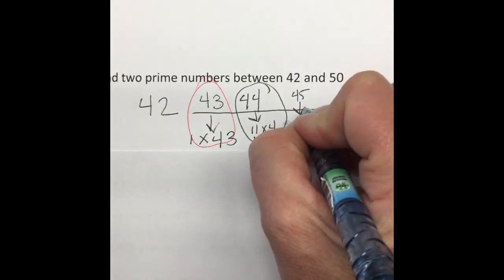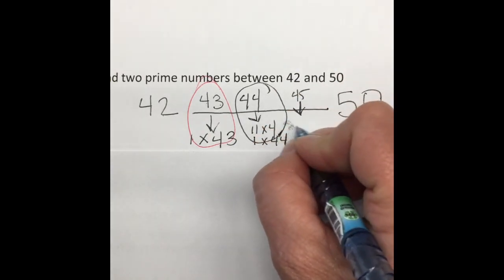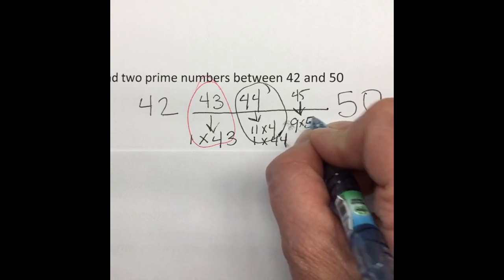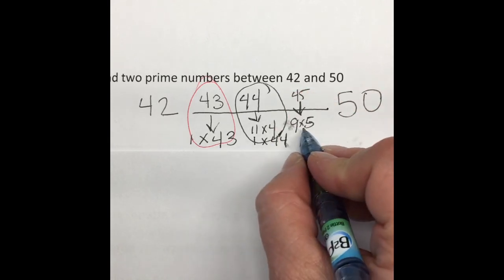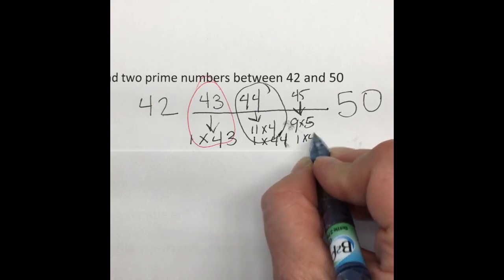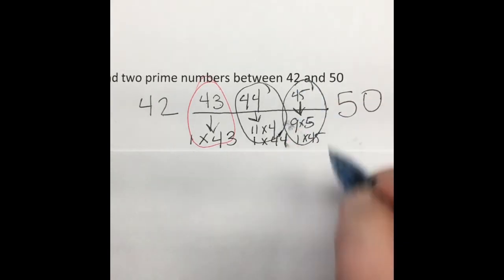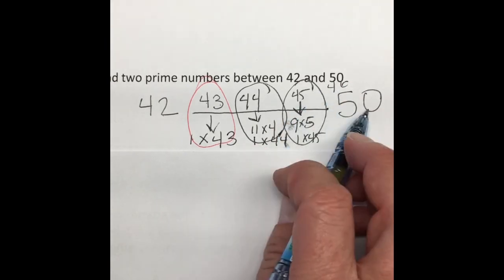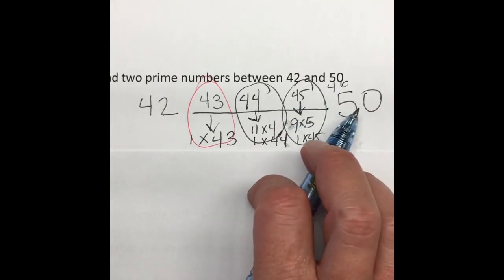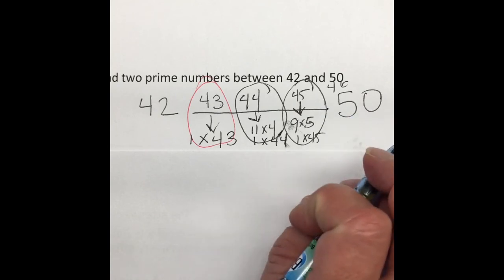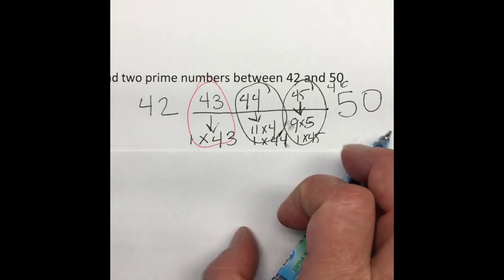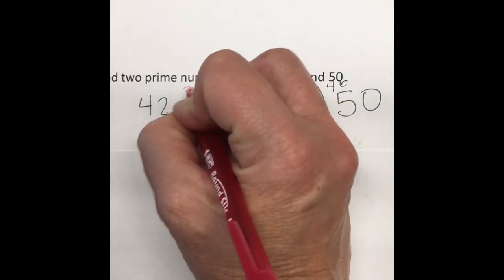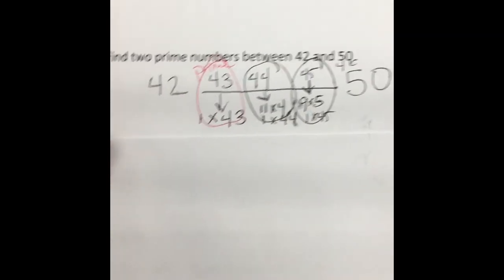45, I already know from my math facts that 9 times 5, oh my goodness, will get me 45. I also know 1 times 45. So this is a composite number. So you keep going down through all the numbers leading up to 50 and find the prime numbers. Or you use the tool on the wall and identify which numbers in between 42 and 50 are prime. Please make sure you write clearly.